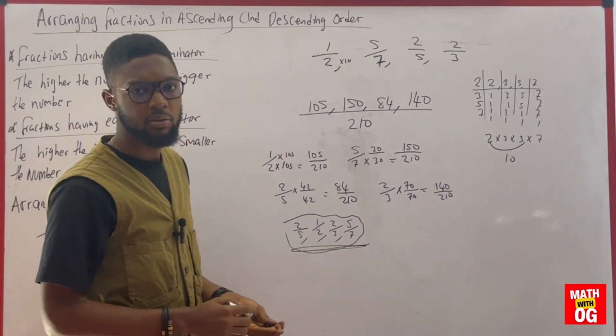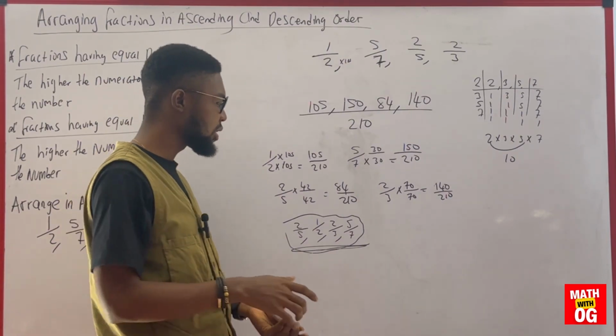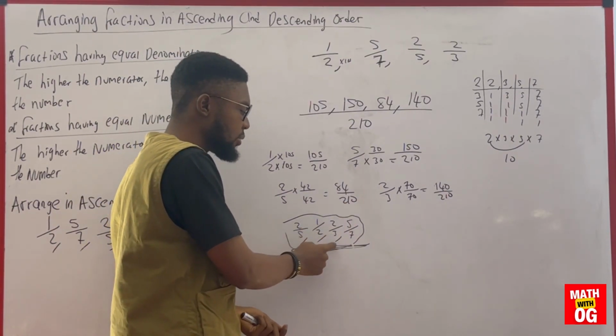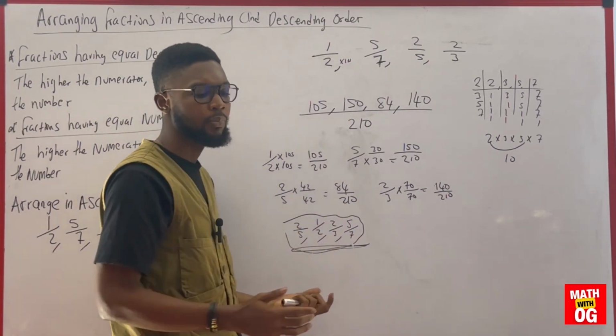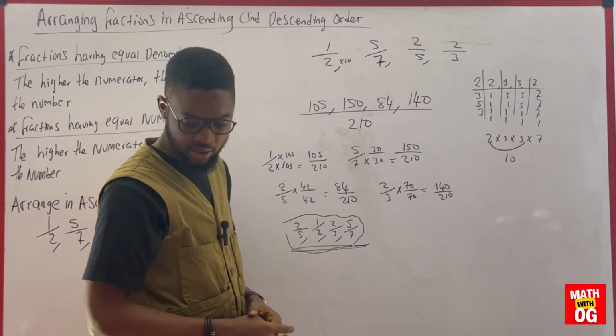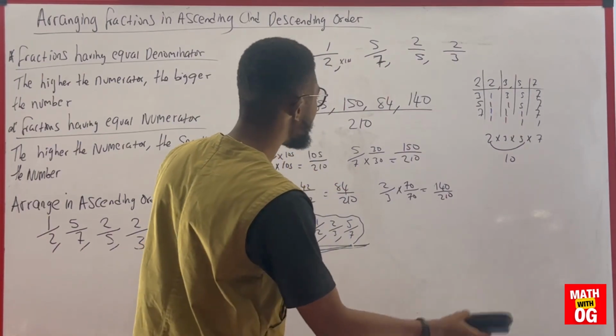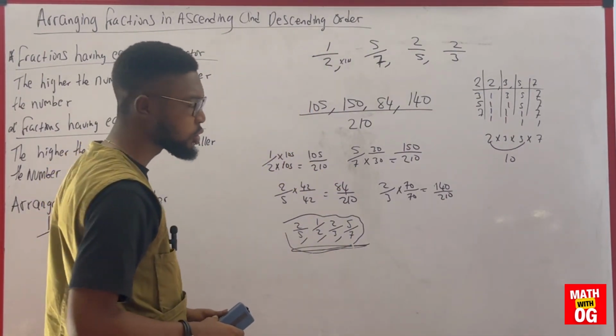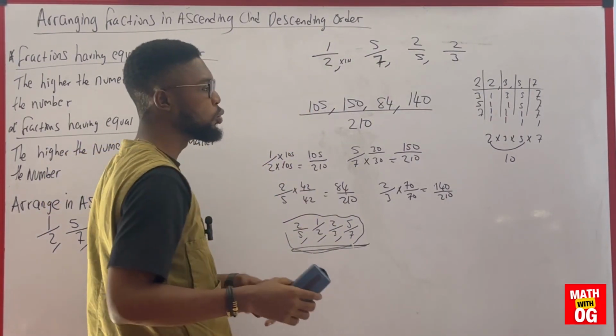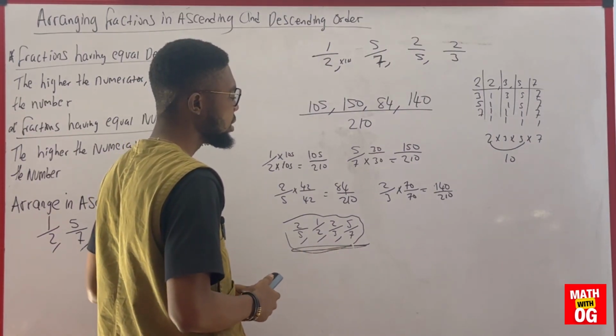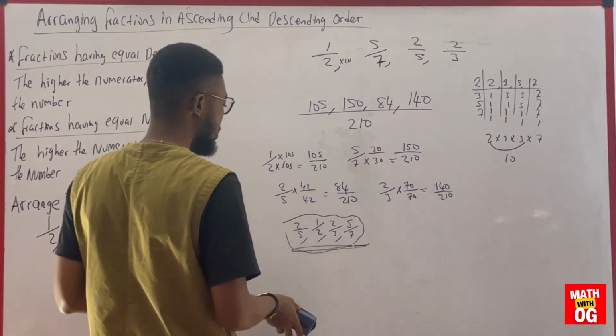In descending order, means from biggest to smallest, you start with 5 over 7, then 2 over 3, then 1 over 2, lastly 2 over 5. As easy as that. Now the next is to assume that they have equal numerator. So let's just do that, though you won't be applying that, just to gain the knowledge of using equal numerator.